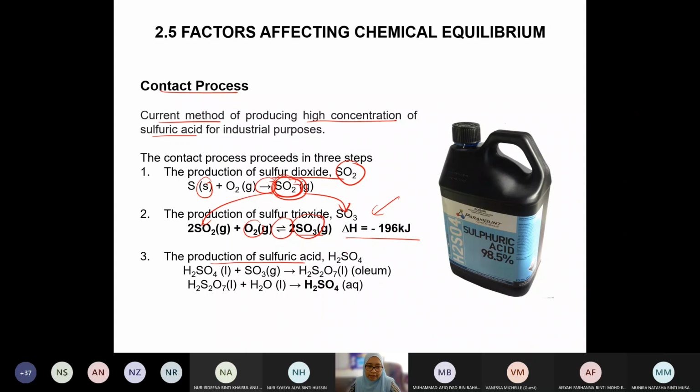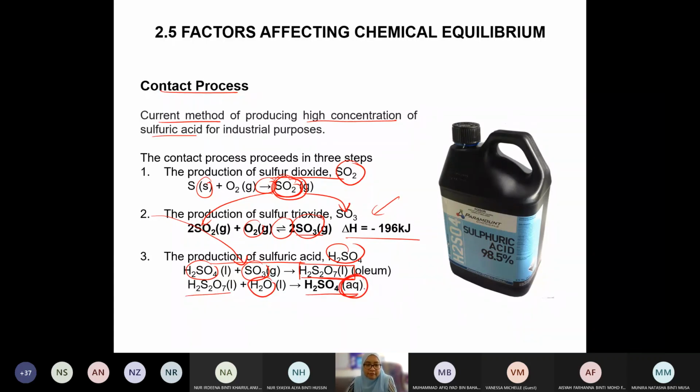Okay, so to produce sulfuric acid, H2SO4 in liquid state will be needed to react with SO3 from the second step just now, to produce this liquid called oleum. This oleum is actually a concentrated form of sulfuric acid. The name is oleum. So this is the chemical formula of oleum. Then later we add water to this oleum, and it will become sulfuric acid in aqueous state.